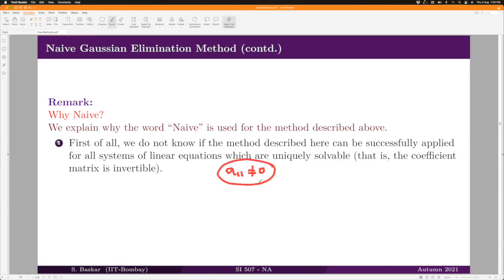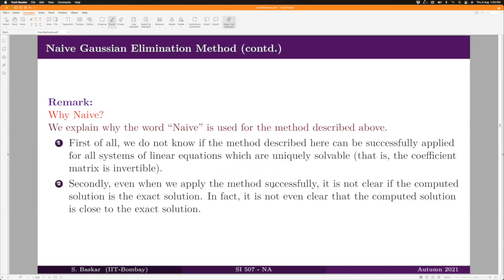You may have an invertible matrix for which A11 is 0, in which case you cannot do the method that we have explained so far. Therefore, the Gaussian elimination method, as we explained in the previous slides, cannot be applied to a system for which A11 is equal to 0.